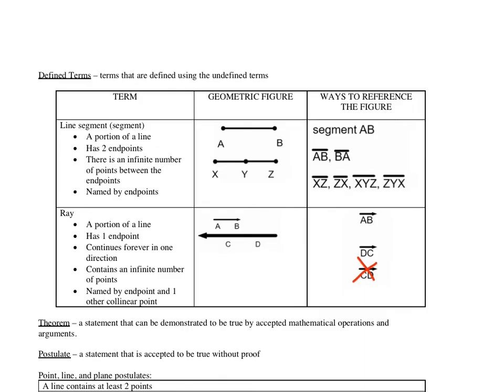The defined terms. The defined terms are simply terms that are actually defined using the undefined terms that we studied on the page before: the point, the line, and the plane. We have these things called line segments and rays. Line segments, or we just call them segments, are a portion of your line. They are not the whole line. They are just a portion that we're going to focus on. They have two endpoints, but they have an infinite number of points between them. And they're always, always, always named by your endpoints.